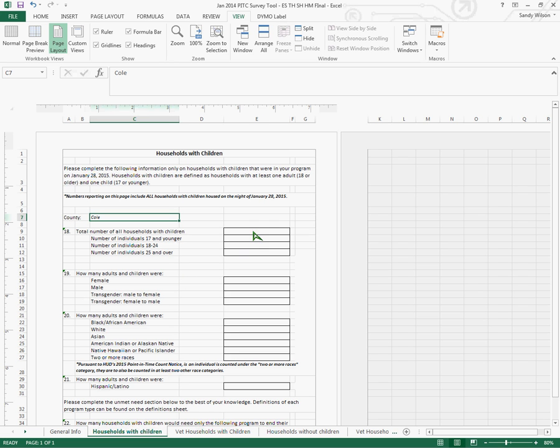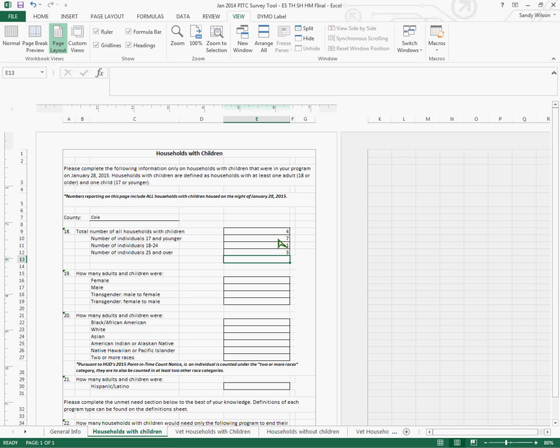And then I'm going to look at when I identified how many households were with me on the night of January 28th, how many households fit this definition of this household type, and I had 4 households fitting that definition, right? Now, within those 4 households, I need to know how many individuals were age 17 and younger, and in this example, I had 7. I had 1 individual between the ages of 18 and 24, and I had 3 individuals age 25 and over, okay?